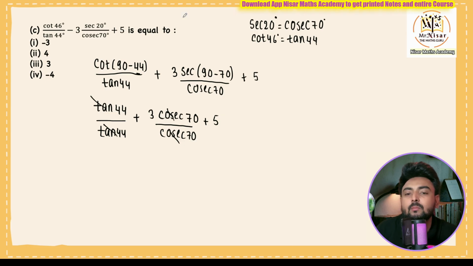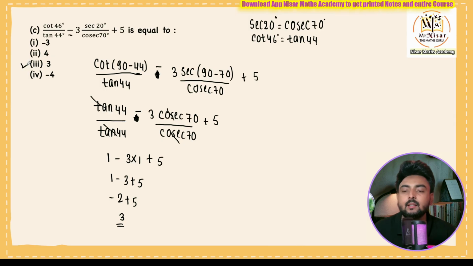Here it's not plus, it's minus. So we'll make it minus here. So it is 1 minus 3 into 1 plus 5. We can see here it's given minus over here. So 1 minus 3 plus 5. 1 minus 3 is minus 2, and minus 2 plus 5 is going to become 3. So the answer here is 3. Let's go ahead to the next question. Very simple question related to complementary angles.